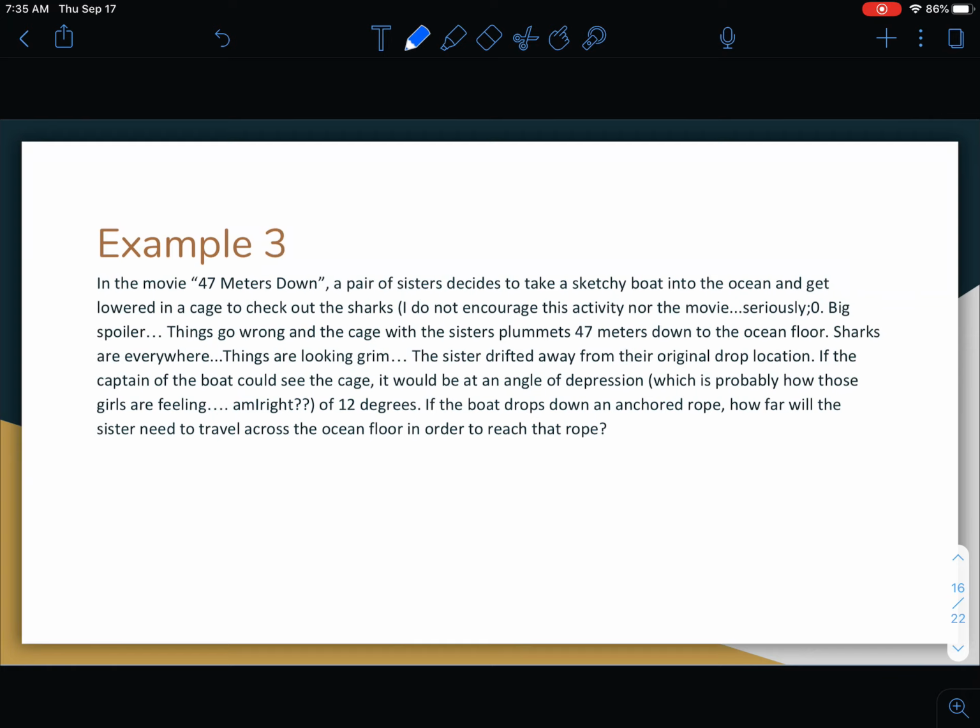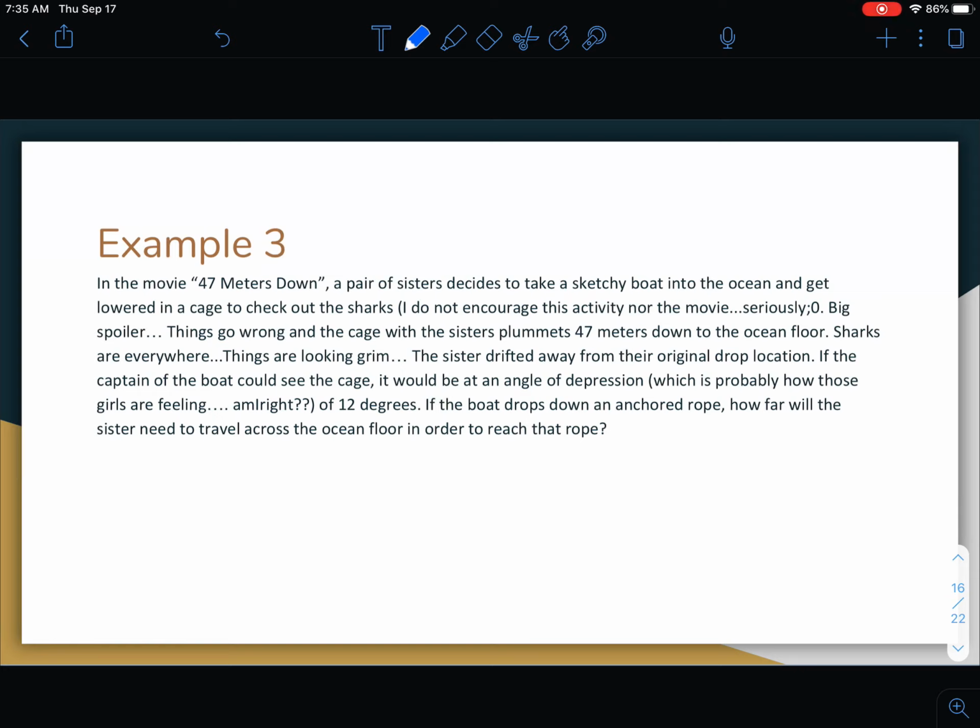Okay, example 3. Okay, this movie I would never recommend. It's called 47 Meters Down. It was just atrocious. Sorry if anybody's a fan of it. A pair of sisters decides to take a sketchy boat into the ocean and get lowered in a cage to check out the sharks. FYI, I again do not encourage you doing an activity like this or watching the movie. It was pretty lame. But I did watch the entire thing.